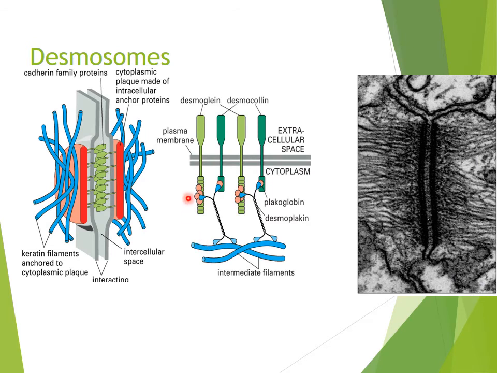Now the other diagram shows you the desmosomes. You can see here the linker proteins, the cadherin family of proteins, and these keratin filaments attached to these disc-shaped structures. Now this shows how these linker proteins, desmoglein and desmocollin, are attached with these intermediate filaments of the keratin. And this is an electron micrograph showing you the desmosomes.